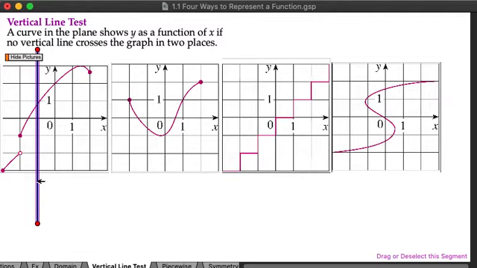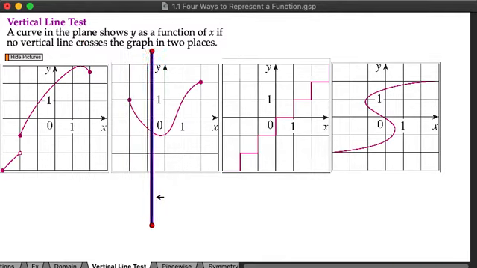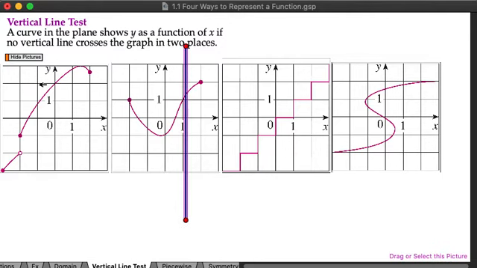In this particular graph, I can sweep this vertical line across, and for each x value, I only get one y value. So it looks like the left graph does represent the graph of a function of x. For this, we could also talk about the domain and range for each of these. I want you to think about those too.